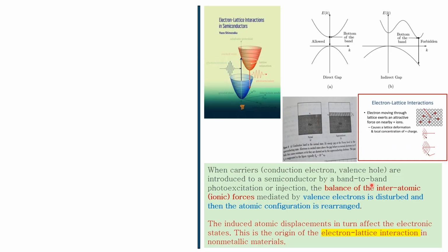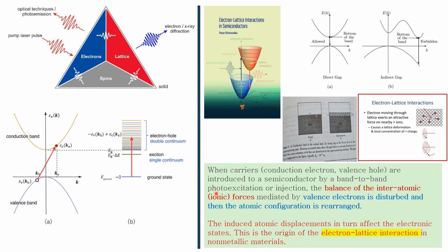We can see the following graphs and images related to the electron-lattice interaction in this case. Here, when carriers, for example, as you know in the particular graph, we already discussed in our previous videos, we discussed briefly what it means when carriers, conduction electrons and valence holes, are introduced to a semiconductor by band to band photoexcitation or injection.